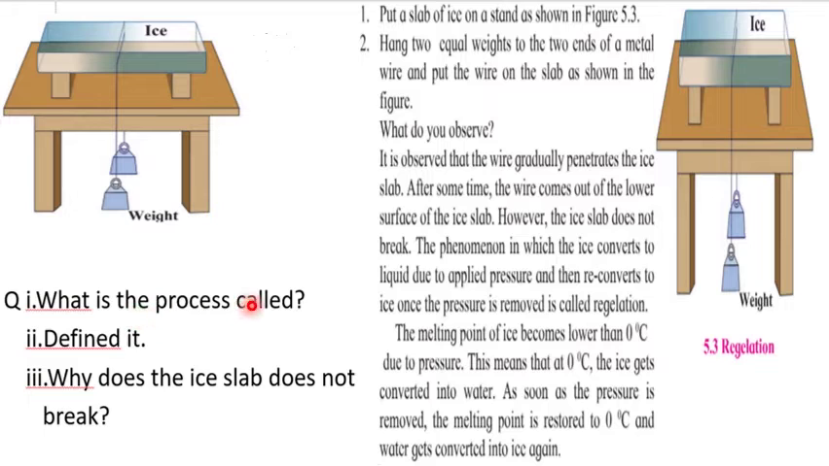Now, what is this process called and define it. The phenomenon in which the ice is converted into liquid due to the applied pressure. This is the most important. Here, due to the metal wire, the pressure is applied on the ice, and it reconverts into ice once the pressure is removed. Here, as the wire starts penetrating inside the ice slab, the pressure above is removed. Then it reconverts into ice once the pressure is removed. This is called regelation.